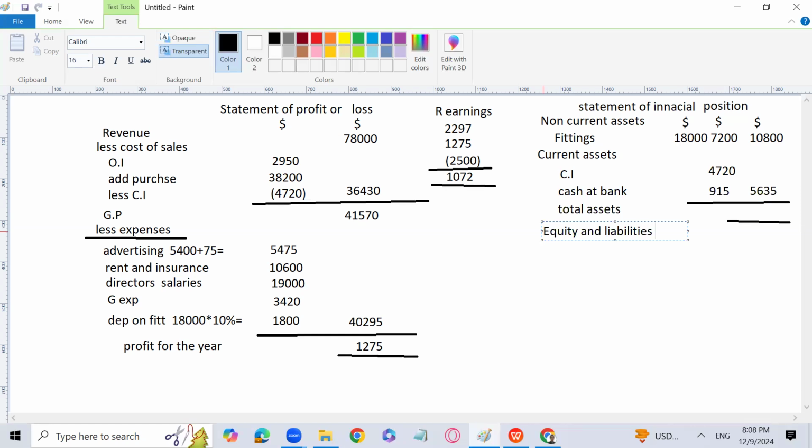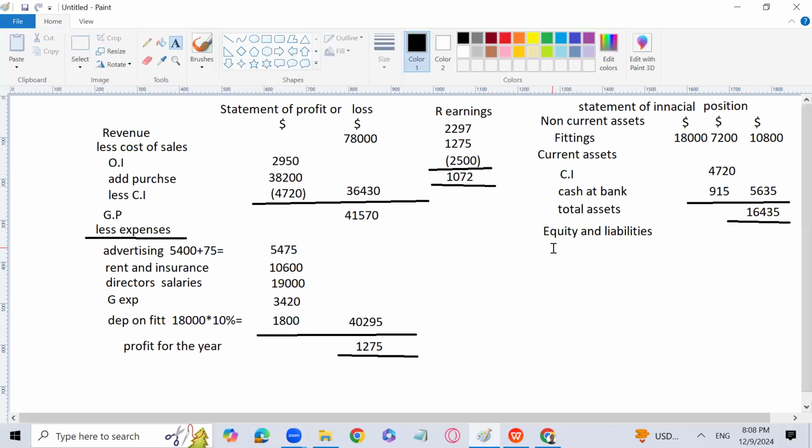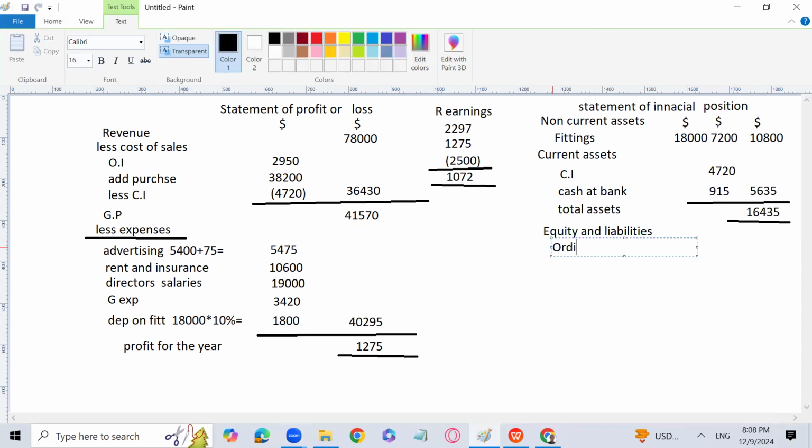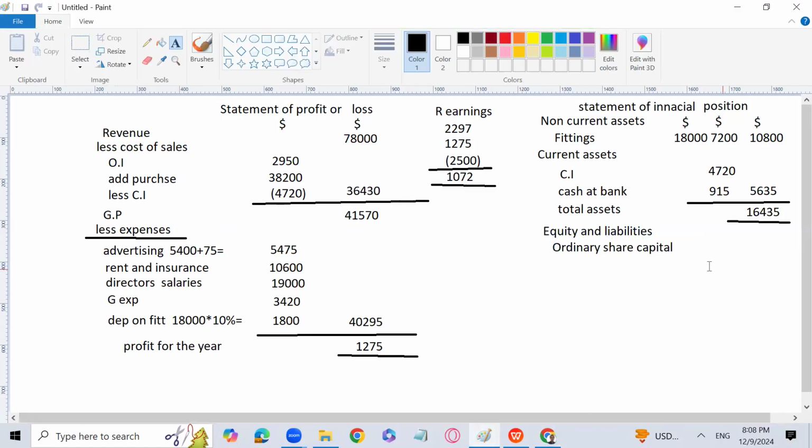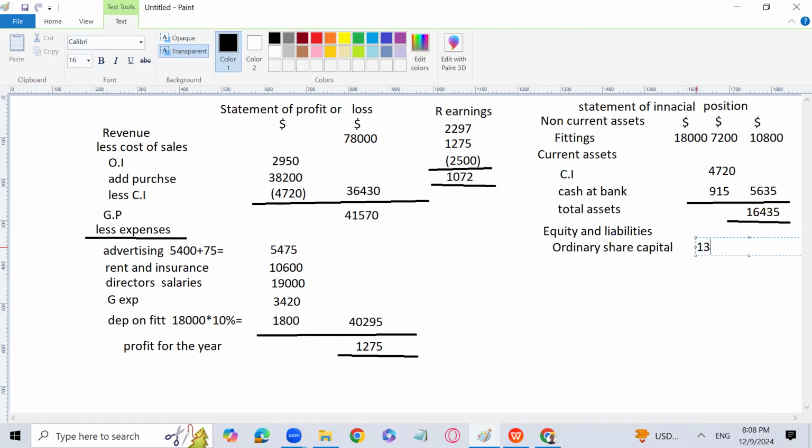Then I need to calculate the equity and liability section. 16435. Okay. 16435. So the equity and liability section first includes the equity portion, which includes the whole thing which we use to write in the statement of changes in equity, which includes ordinary share capital. We have to see from the trial balance, ordinary share capital is 13,000. Then general reserve, not given in the question, we'll leave it.